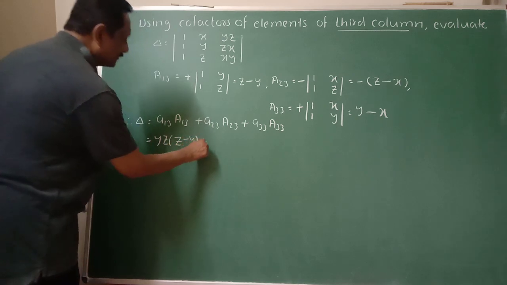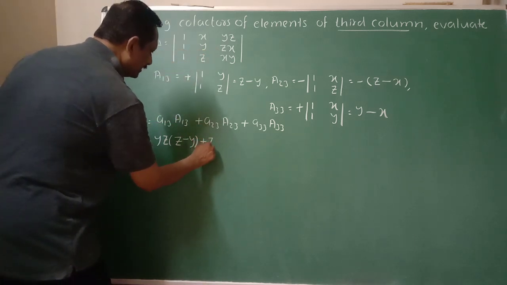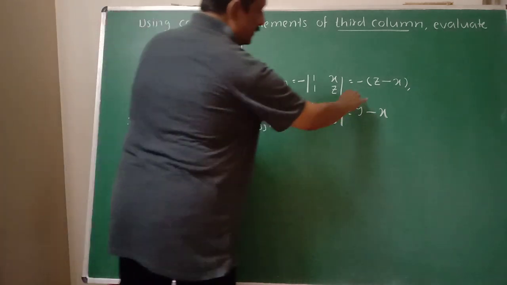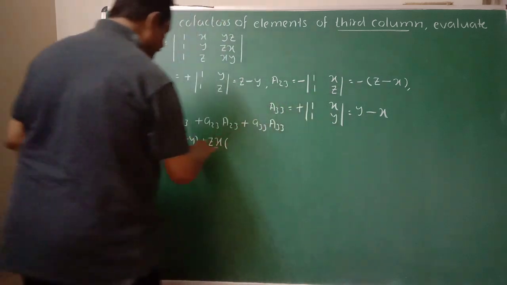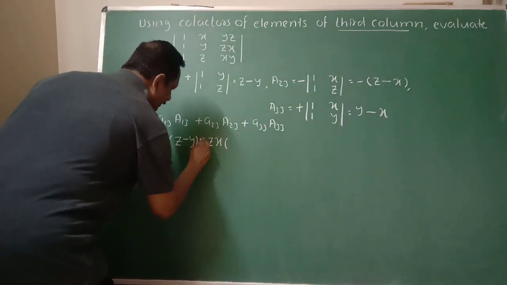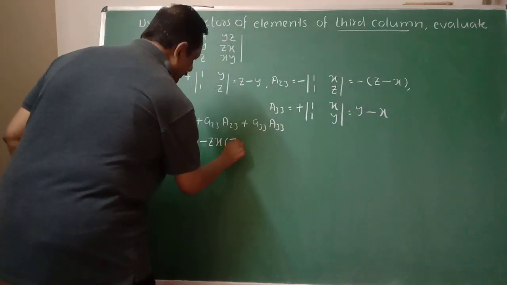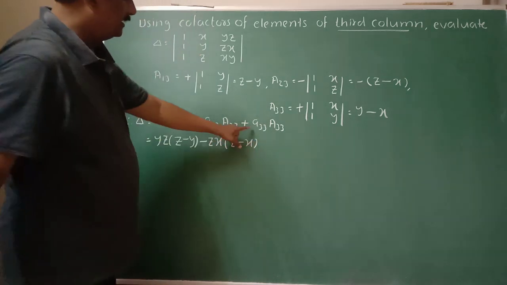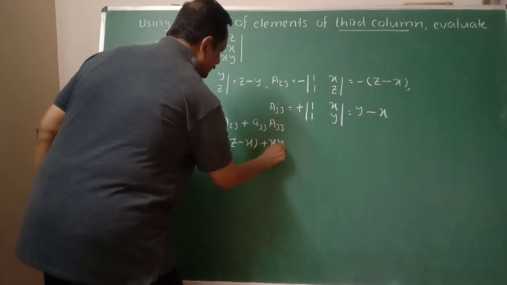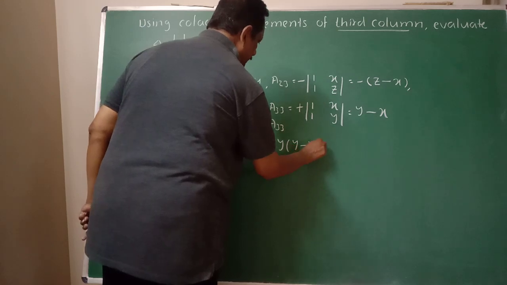Then plus a23, which is zx. So write here zx. Then A23 is minus of z minus x. This plus becomes a minus here, so take the minus sign: minus z minus x. Then a33 is xy, so plus xy, and A33 is y minus x.